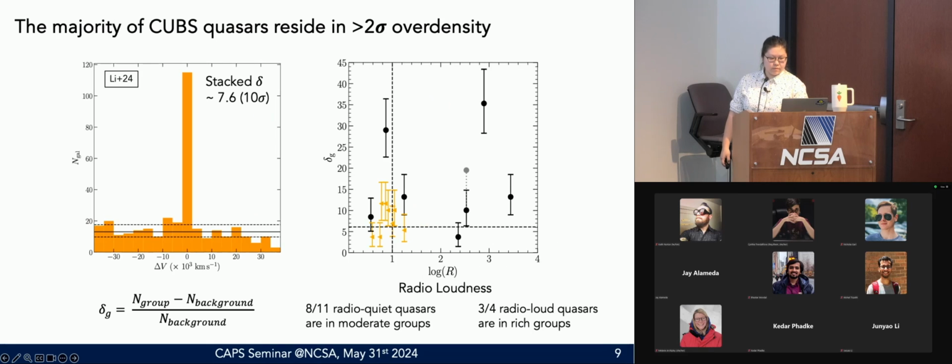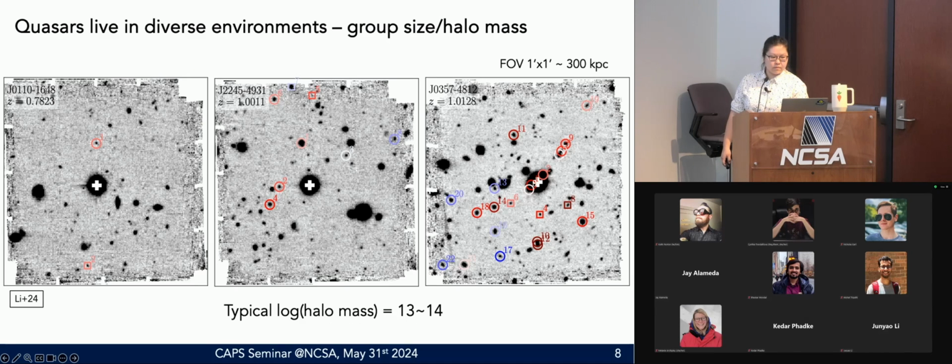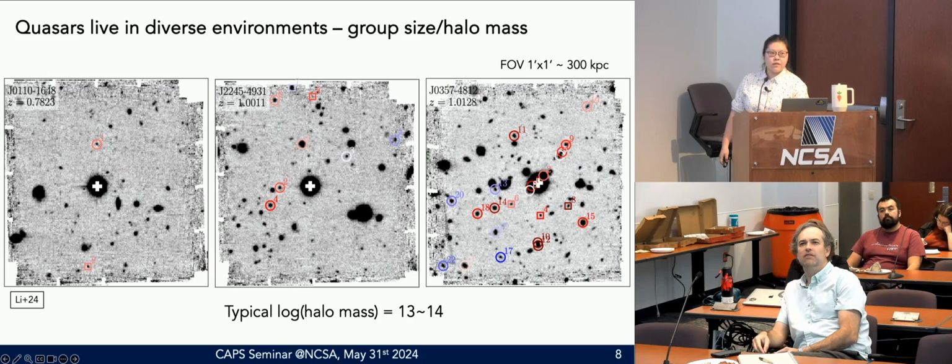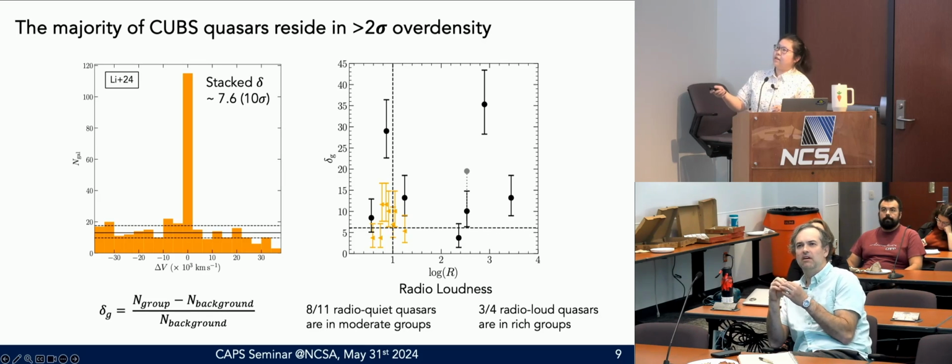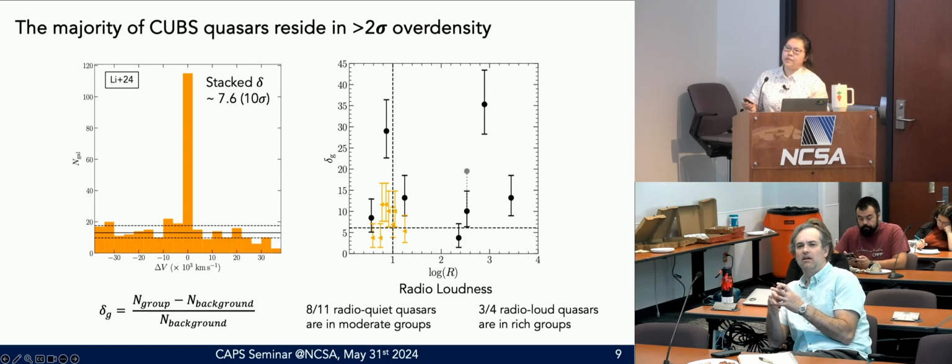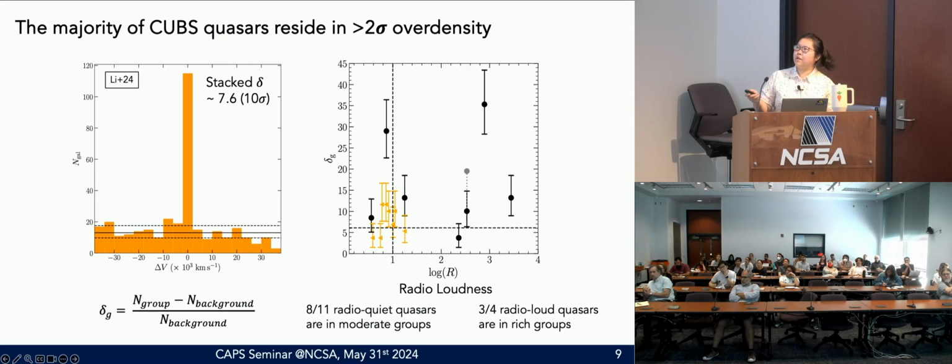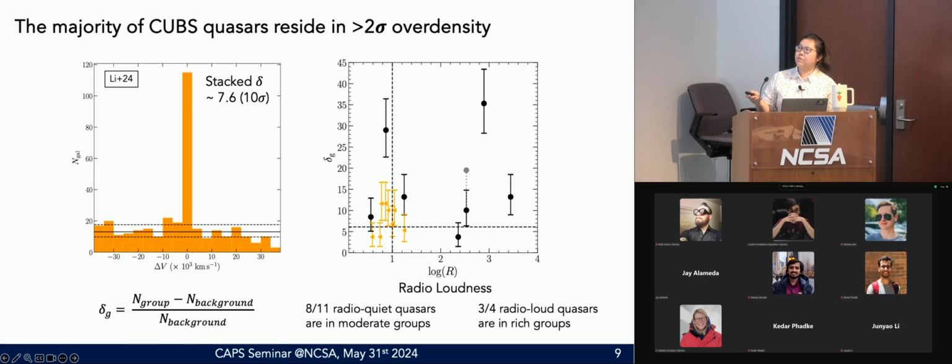Sorry, can you go back one? Yeah. Oh, overdensity here. Yeah, so we stack everything by the difference of redshift from their central quasar. In the center bin here are the galaxies we believe are in the quasar group. And then beyond that is just the background. Yeah.